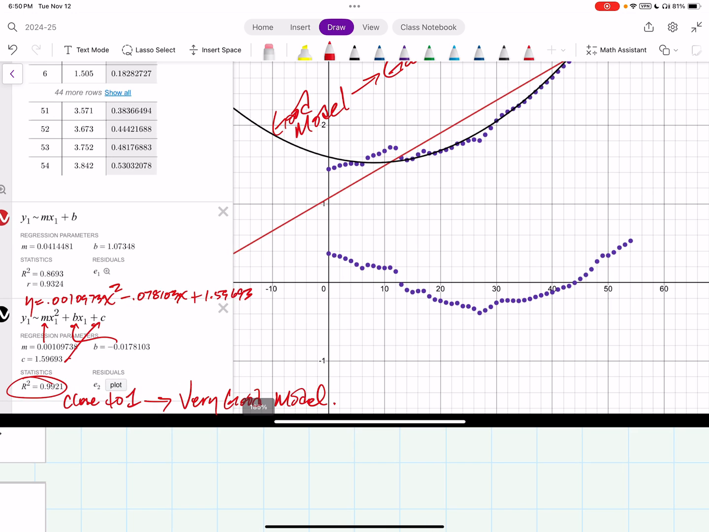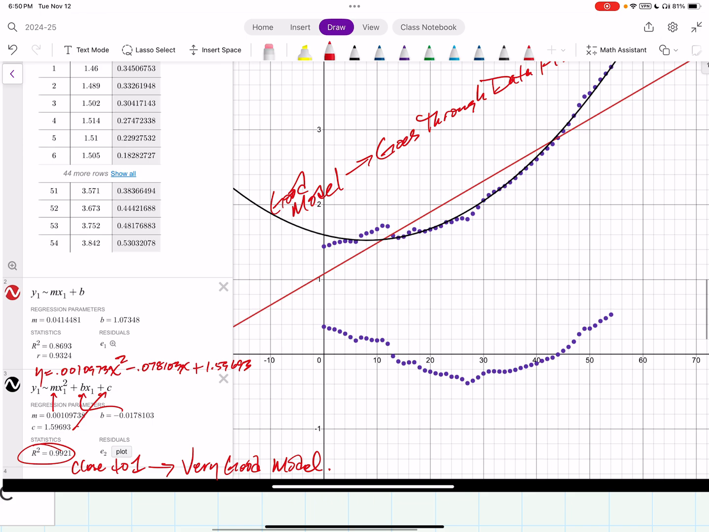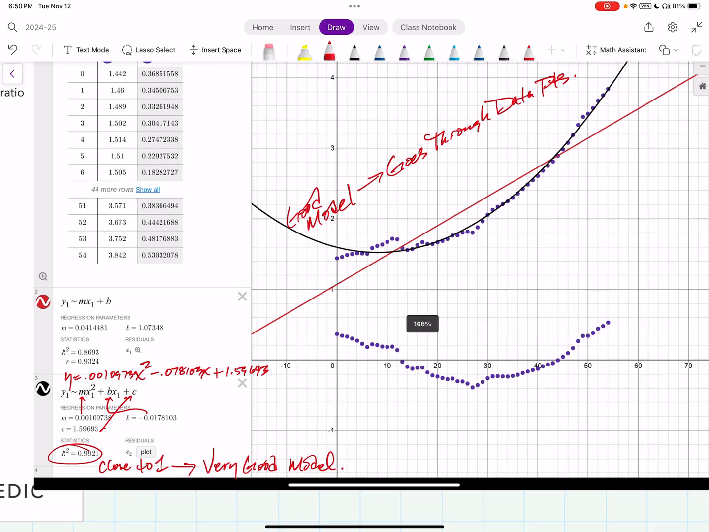People that have taken stats know about that really well. Always look at the R value, the correlation coefficient, or your R squared value when you're dealing with degrees that are greater than 1. 0.99 is very close to 1 if you just round it. That tells you that you have a very good model. It goes through the data points, as I just said earlier.